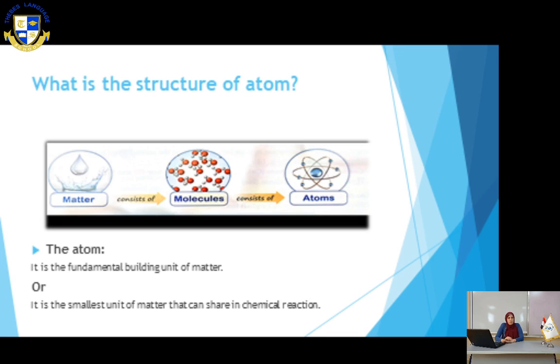Any matter consists of molecules, and molecules consist of atoms. What are atoms? Atoms are the fundamental building unit of matter, or the smallest unit of matter that can take part in a chemical reaction.